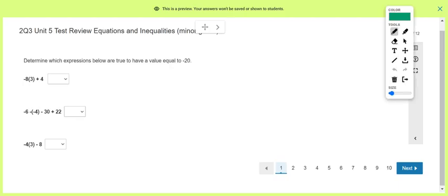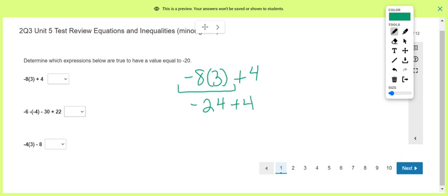So looking at question number 1, we're just going to evaluate 3 expressions and see which one is going to be equal to negative 20. So the first one, we have negative 8 parentheses 3 plus 4. The parentheses means it's multiplication, so we're going to multiply first. 8 times 3 is 24, and a negative times a number is going to stay negative. And if you go negative 24 and then turn around and go positive, you're going to end up at negative 20.